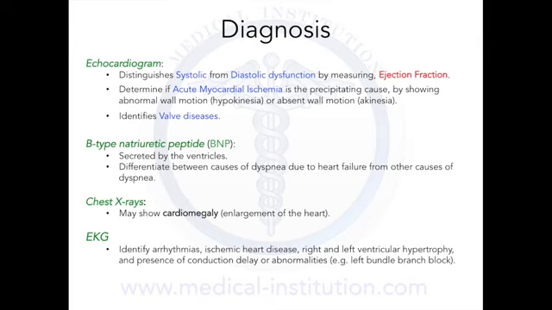EKG can also be used to identify any arrhythmias, ischemic heart diseases, right and left ventricular hypertrophy, and conductive delay or abnormalities, such as left bundle branch block.